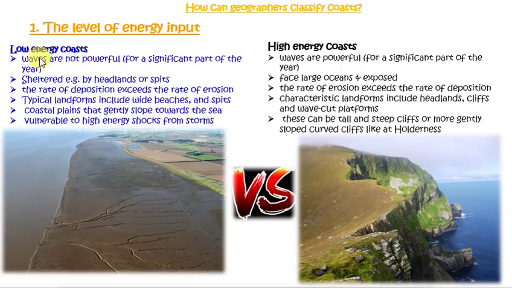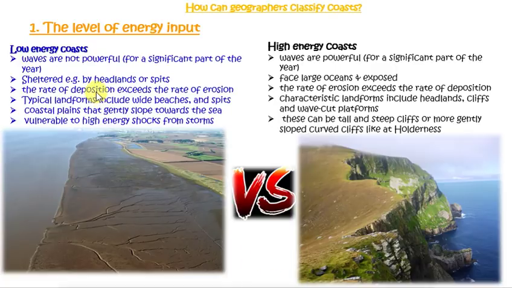Alright, so waves, the type of waves that we find in these low energy environments, tend not to be too powerful. Alright, that doesn't mean to say though that you don't get high energy shocks sometimes. So like I said, these classifications are general. Alright, it's probably wrong to say that all low energy coasts never have a high energy input, because sometimes they might do, in such as cases of a winter storm, for example. All right, they tend to be sheltered, like we just mentioned, by spits or by headlands, and we'll cover them in more detail later on in the course.